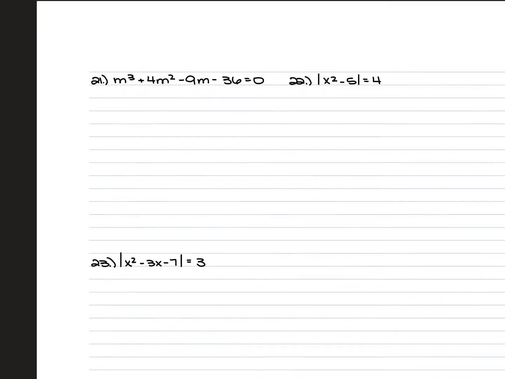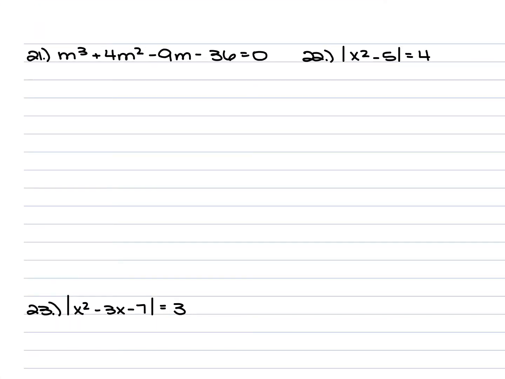For number 21, you have m cubed plus 4m squared minus 9m minus 36 is equal to 0. You have 4 terms on that left side, so you are going to factor this by grouping since your equation is equal to 0 and you can't do anything else. Factor out an m squared from the first, factor out a negative 9 from the second. This leaves you with m squared times (m plus 4) minus 9 times (m plus 4) is equal to 0.